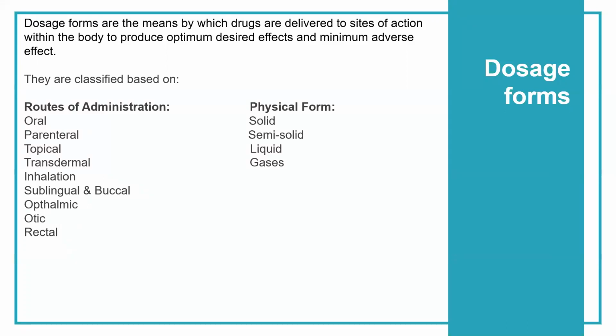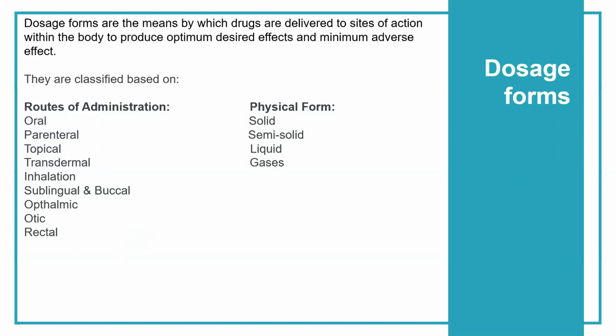So there are different routes of administration available, right? So you cannot take certain drugs orally because of the gastric juice. You have to take them through other routes. For example, you can take it in the form of injections. And then the different needs.